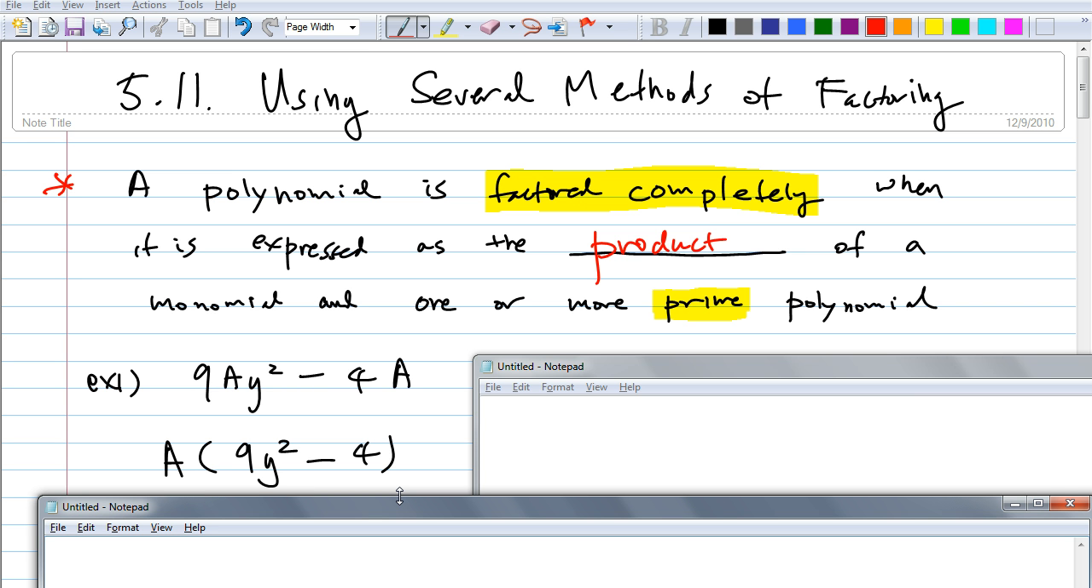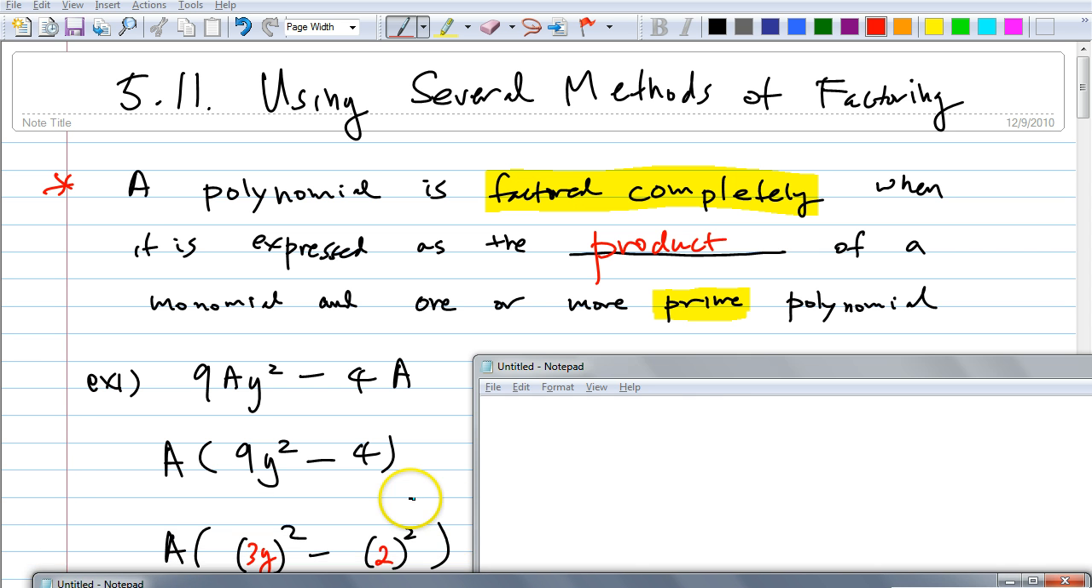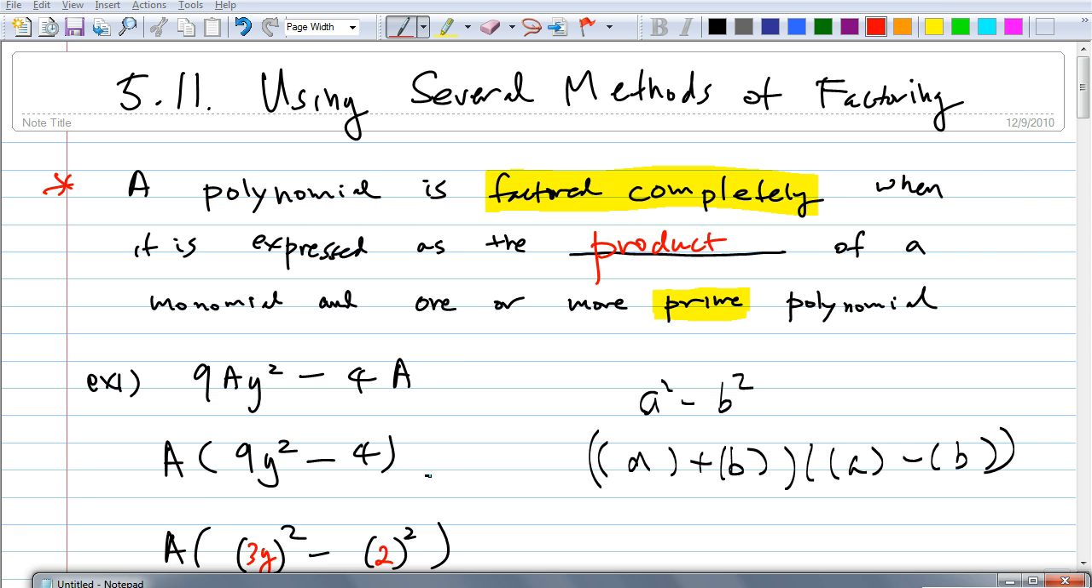We're done, right? No, because we said we have to factor completely. Look at the binomial inside. It is actually factorable, isn't it? Shrek? A times 3y minus 2 times 3y plus 2. Excellent. And before you do that, I actually write this step. Watch this. Do you see how I do this so that I don't mess up?